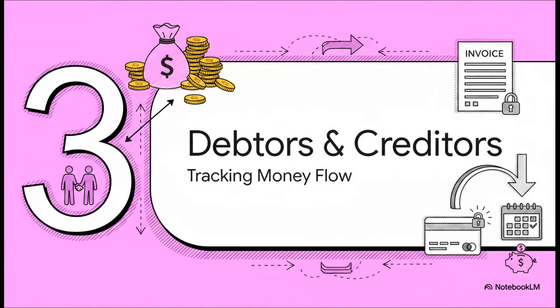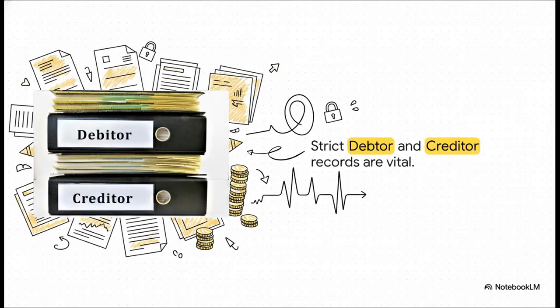Let's transition to Section 3, managing debtors and credit. It is time to track the money flow. We often think of accounting as just abstract numbers floating around in some cloud software. But maintaining strict, highly organized records of debtors, the folks who owe you money, and creditors, the folks you owe money to, is incredibly real.